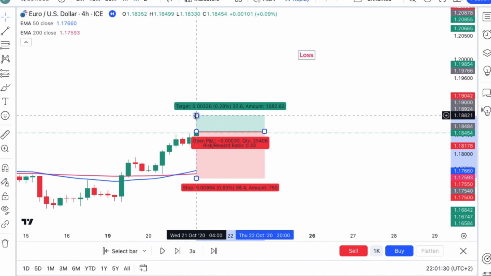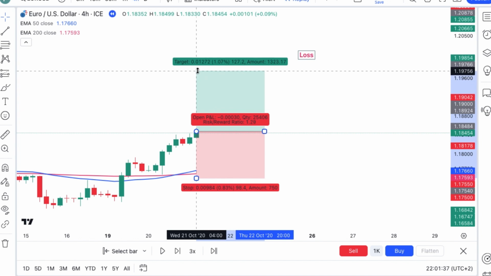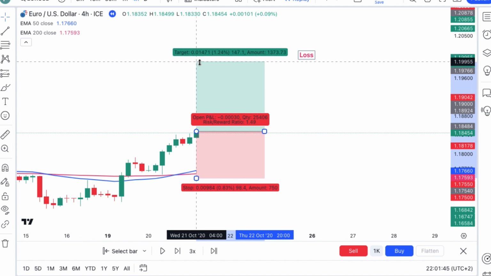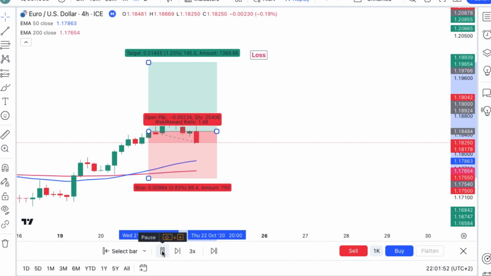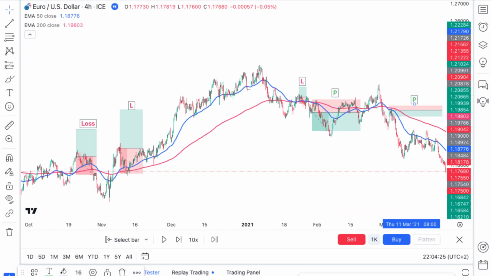Next, I set my profit target, and this I set at a 1 to 1.5 risk reward ratio. So I can see the ratio if I drag the green bit up, and there we have it. And it's set at 145 pips above the entry. And as you can see, when I allow the trade to play out, it actually hit my stop loss. And as you can see here too, the next two were losses too. And then of course you can see the win.